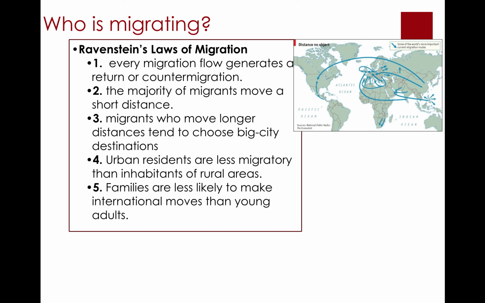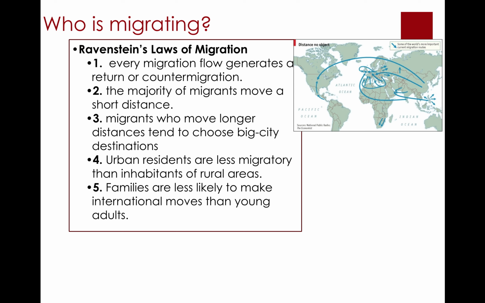Every migration flow generates a return or counter migration. We already talked about that. The majority of migrants move a short distance. This makes sense if you consider the people you know in your own life. The migrations that people undertake are shorter, interregional or intra-regional. These are not necessarily all large-scale international migrants. When we study these global trends, these are people engaging in tremendous change. The average person does not engage in these international migrations.